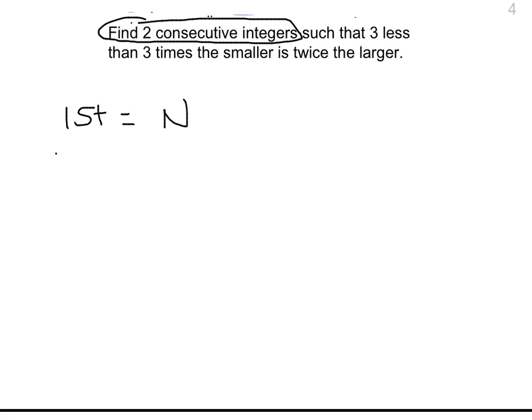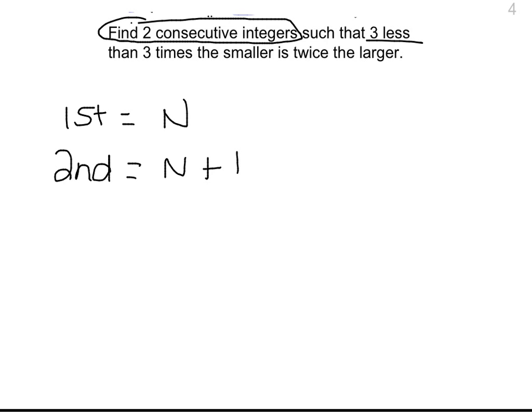Then the second one, if they're consecutive, means they're in a row. So the next one from my first one would be that number plus 1. So the second one is just n plus 1. Sometimes you'll have three, and if we had three consecutive integers, our next one would be n plus 2, because it'd be our first number plus 2. So say if n was 3, then the second one will be 4, and the third one will be 5. So that would be three consecutive integers. This time we're just doing two consecutive integers, so we're just going to use n and n plus 1, and then I'm going to look at the rest of my sentence.